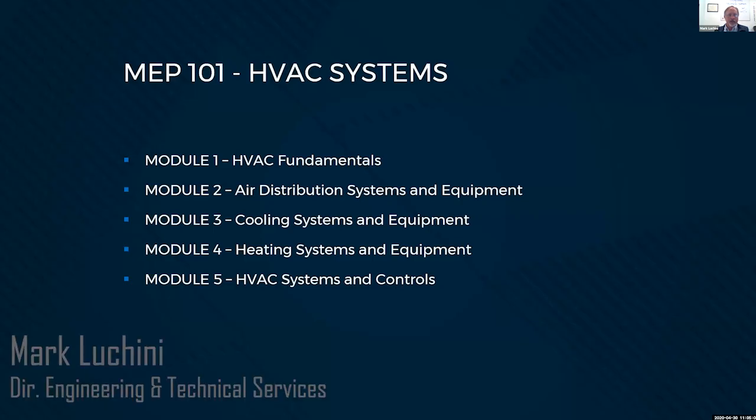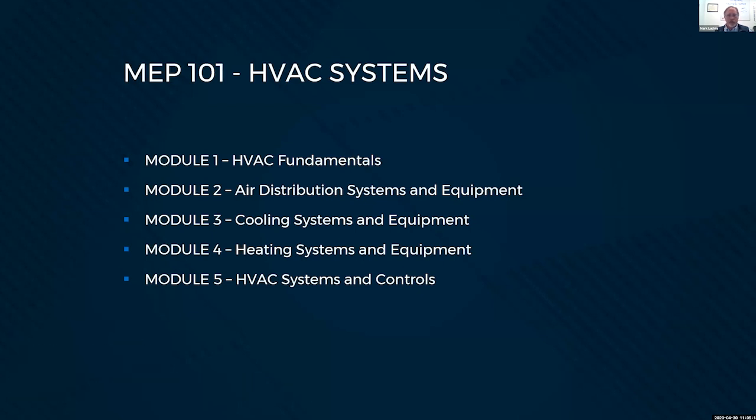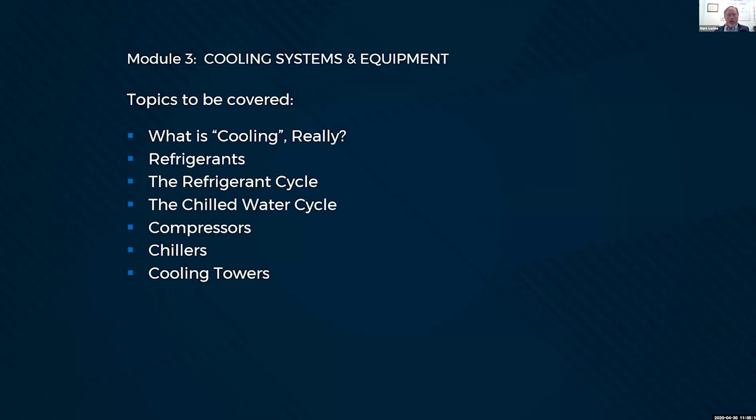So we're good. This is module 3 of HVAC systems. We're going to talk about cooling systems and equipment. Basically, you want to get a thorough understanding, or at least a working understanding, of what cooling is and how we accomplish it using refrigerants and the refrigerant cycle, how we use that refrigerant cycle to create the chilled water cycle, and what some of the equipment is that we actually use to do that.